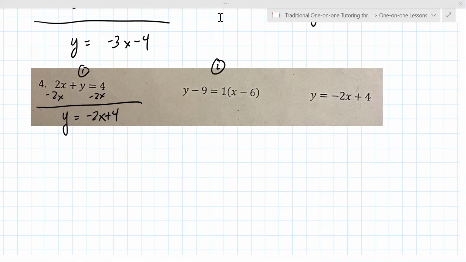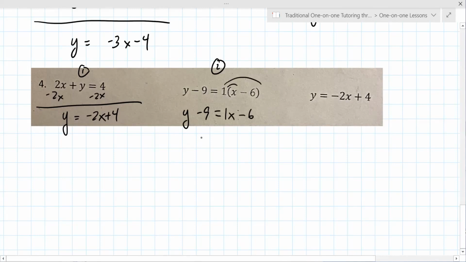It does not match y equals negative 2x plus 4. I agree. What's important here though is that you're able to tell me what it does become, because that's really key here. Like this becomes 1x minus 6. You add 9 on both sides. So y equals 1x plus 3. Is that what you got?